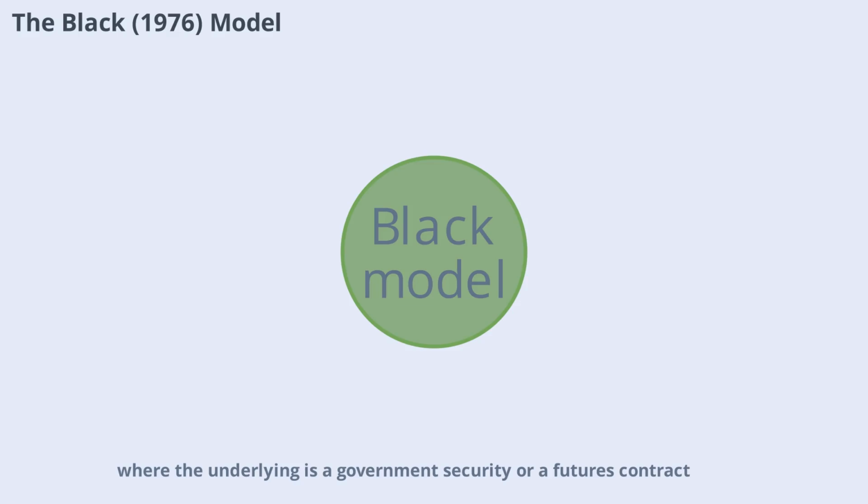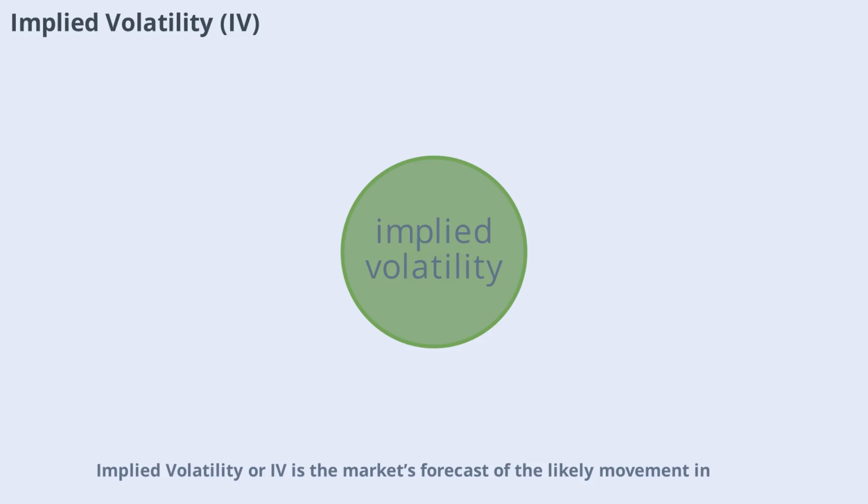Implied volatility, or IV, is the market's forecast of the likely movement in an asset's price over the life of an option. Unlike historical volatility, which looks at past price changes, IV is derived from current option prices using models like Black-Scholes. IV reflects the consensus of market participants and is a key input for option pricing.